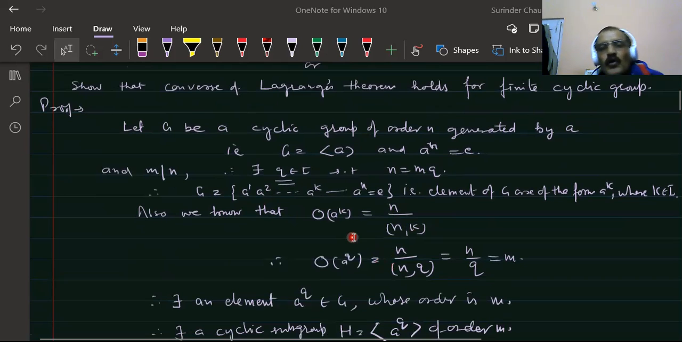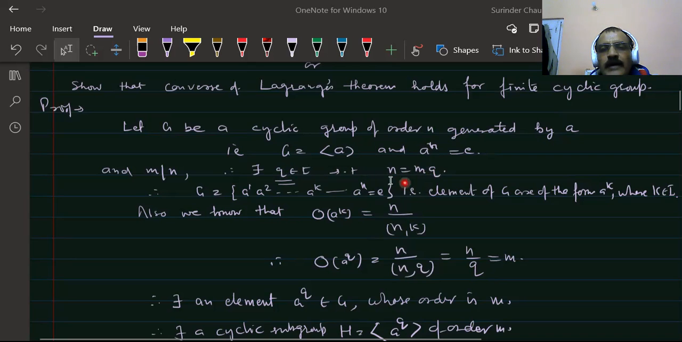Now, if you want to find the order of an element, in the case of k, you want to find the order of a to the power q. How can I write this? It is equal to the order of the group upon the greatest common divisor of the order of the group and q. So this is equal to q.